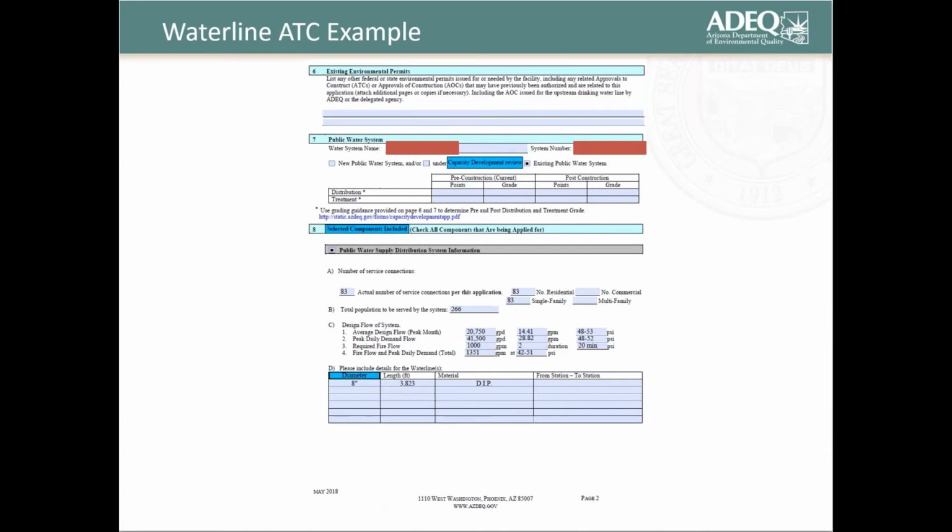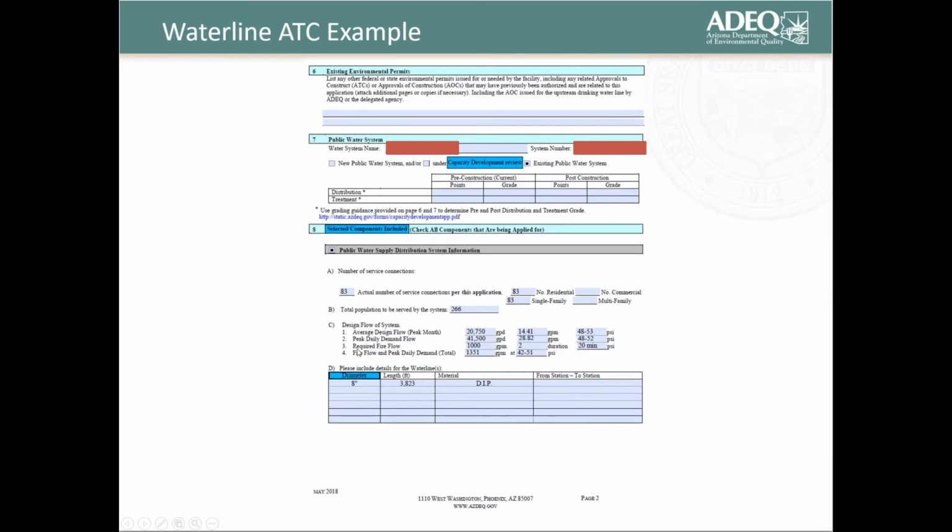Subsection B just gives us an idea of the total population to be served. This is a number we can take a look at when we're reviewing the hydraulic analysis. And then subsection C, which goes over the design flow of the system. And so as I had mentioned about that hydraulic analysis, here we have the average design flow in gallons per day, also converted in gallons per minute, and the pressure in PSI, and the peak daily demand flow in gallons per day and per minute, and the PSI.